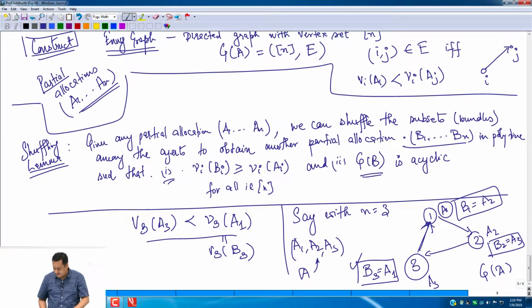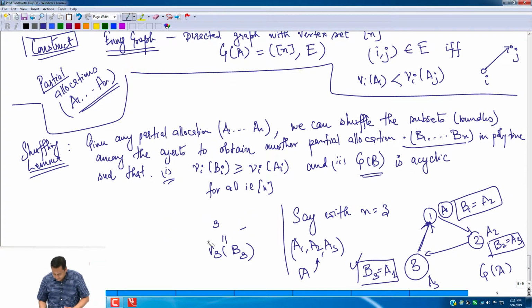Now looking at the second condition, the point is that you have looked at the graph and actually killed off one cycle. Once you do this reshuffling, agent 3 will not necessarily continue to envy agent 1, at least in this example. Right, so this is just an example. Let me write down the whole thing a bit properly.